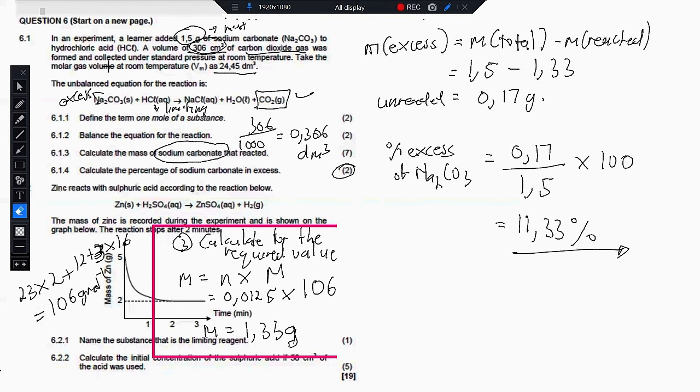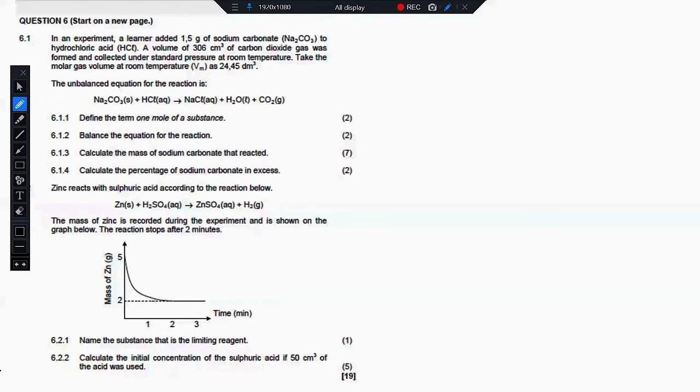Okay, so now let's proceed to 6.2. Zinc reacts with sulfuric acid according to the reaction below. So we have that reaction, and as we are not told here that it's unbalanced, we assume that it's balanced, right? So if you are not told that it's unbalanced, then always assume that the reaction is balanced.